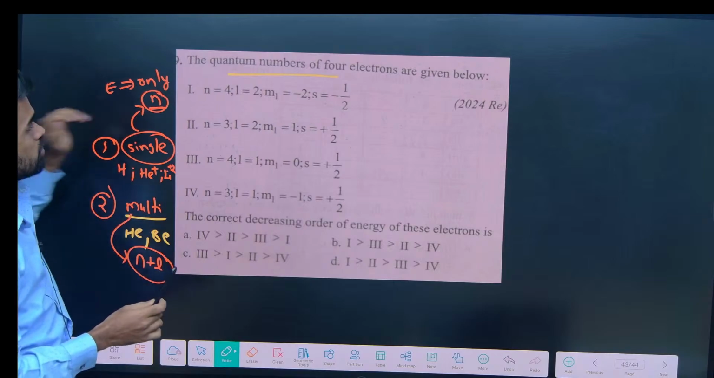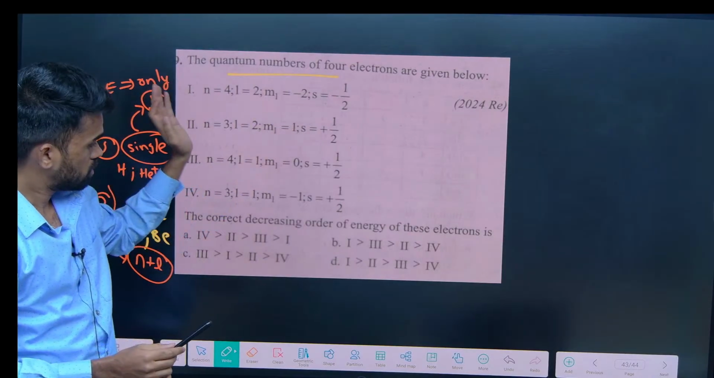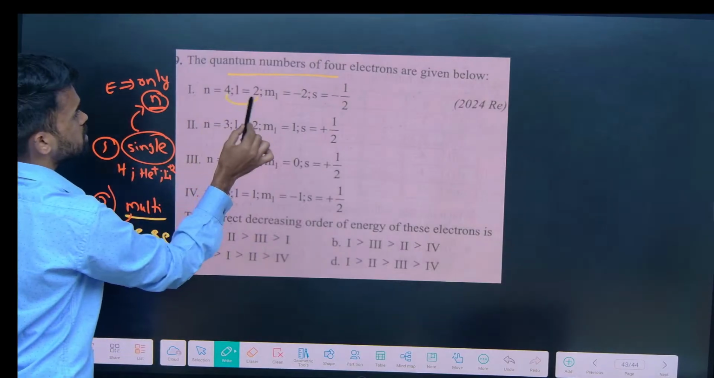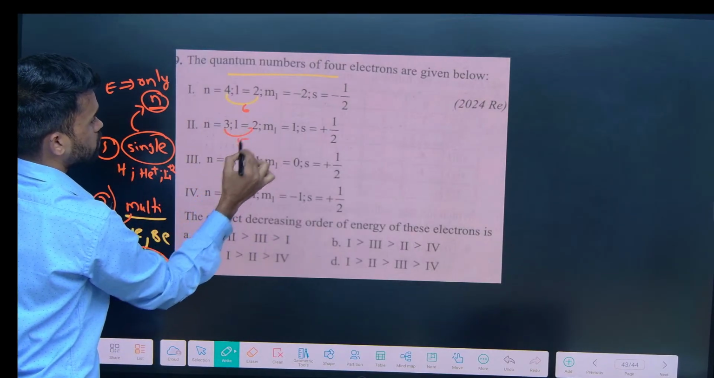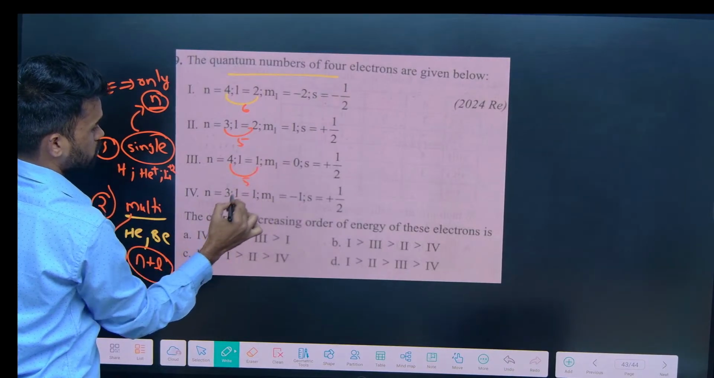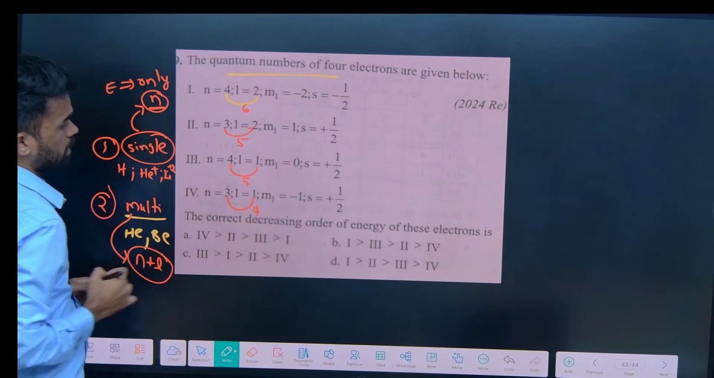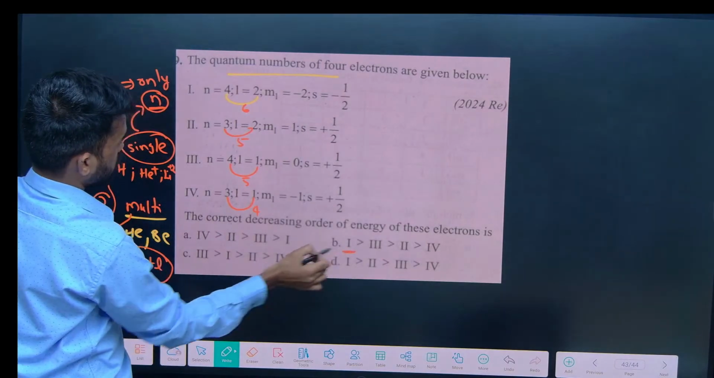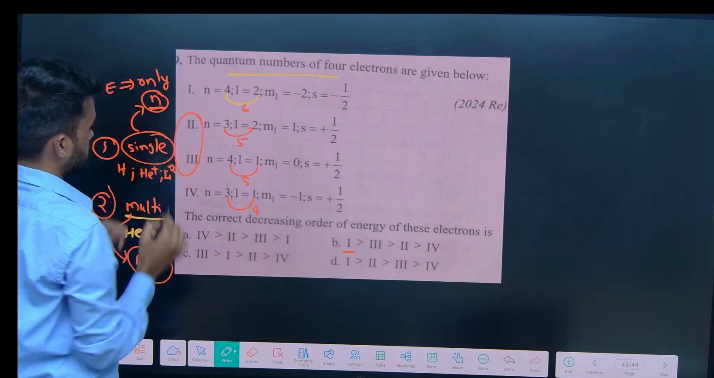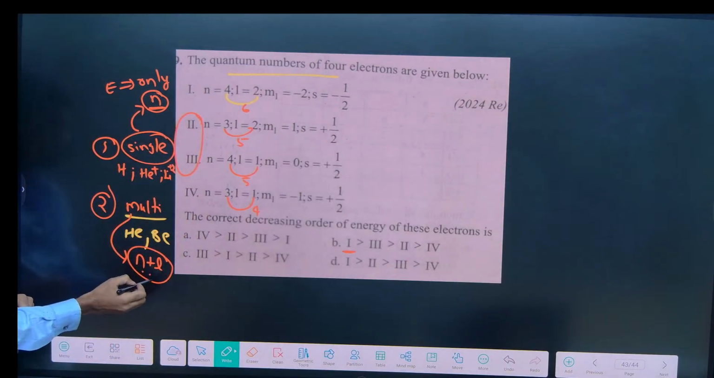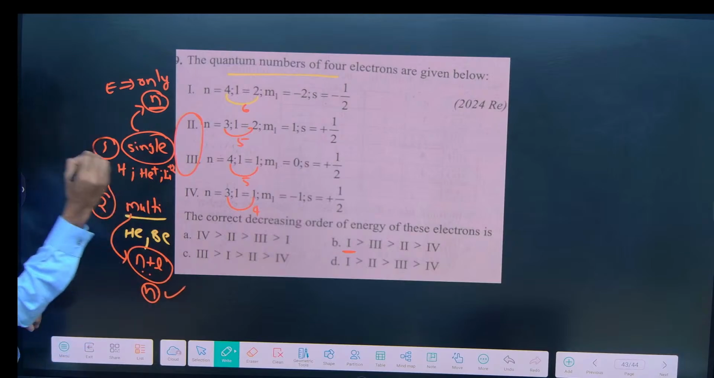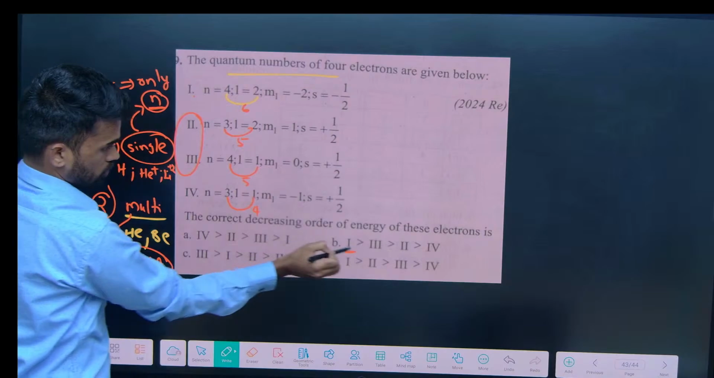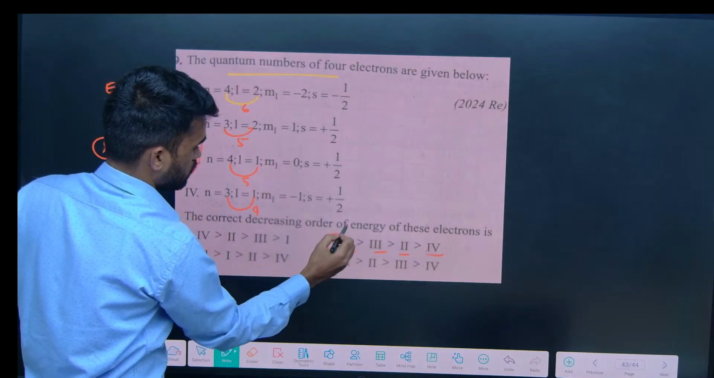So now what to consider here? n plus l here. So this is 6, here it is 5, 5, 4. Tell me now. Highest energy is for 1. Between these two, how can you say? If n plus l is the same, consider higher the n value, higher is the energy. So 1, 3, 1, 3, 2, 4. So B. That's it.